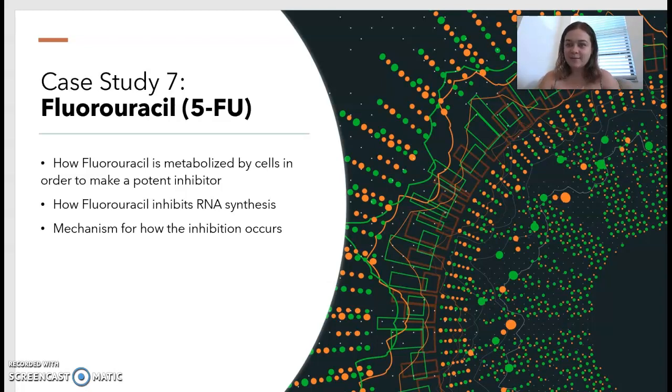Hello. In our case study today, we're going to be talking about fluorouracil. This is a drug that is used to treat cancer patients, specifically patients who are diagnosed with colon cancer, rectal, breast cancer, pancreatic cancer, all of the things that are sort of happening in the gut area. So we're going to talk a little bit about how this drug is metabolized by cells in order to make an inhibitor. We're going to talk about how fluorouracil inhibits RNA synthesis and the mechanism for how this inhibition occurs.